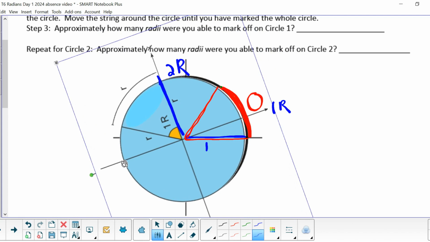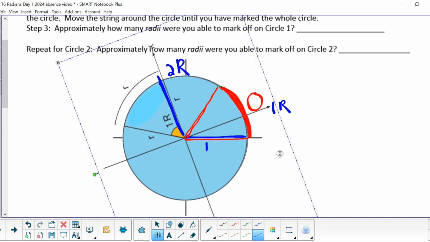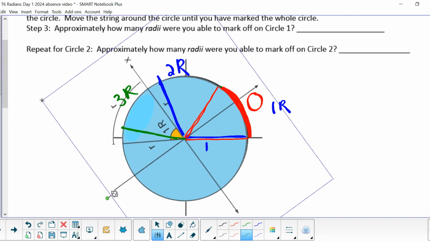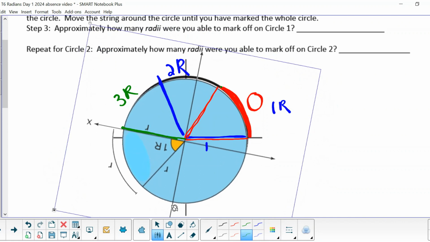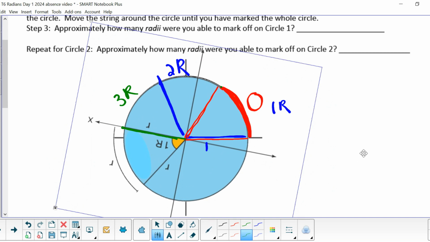trying to keep that center in the center of the original circles. Move it a little bit here. So now you can see, let me turn a little bit more. Now you can see I have 3 radians, and 3 radians is almost half of a circle. So 3 radians here. Okay, and I'm going to spin again. Recenter that a little bit. Okay, so now I can see I have my 4th radian here.